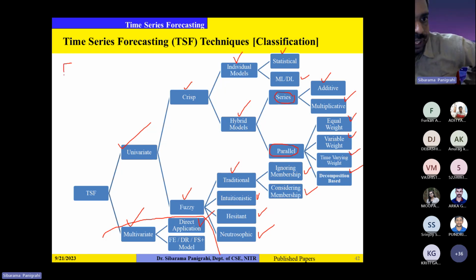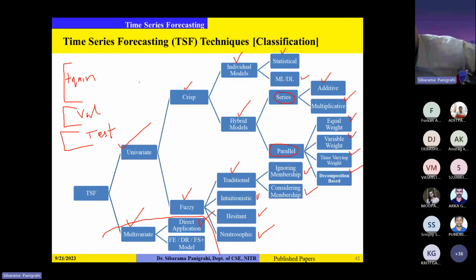So you have the data. You split it into three parts: train, validation, and test. So this is train, then you can have validation and you can have test, right? Based on the train and validation data, you optimize the deep learning or machine learning parameters. Then on the test set, you can check which model is giving better results on unseen data.